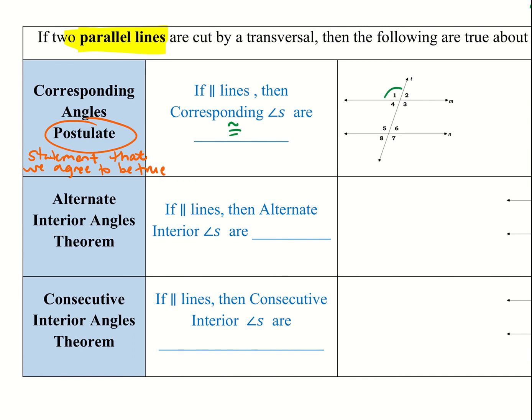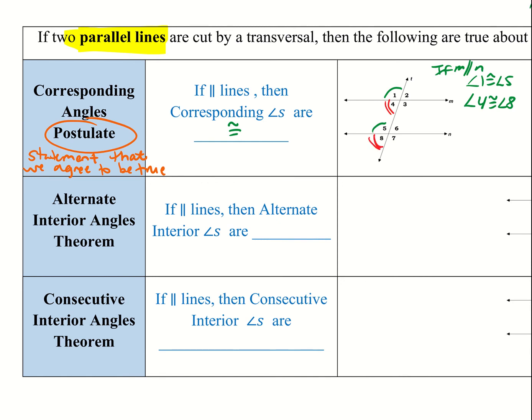So angle 1 will be congruent to angle 5 if we have parallel lines. So if we know that M is parallel to N, then angle 1 is congruent to angle 5. Another pair of corresponding angles would be angle 4 is congruent to angle 8. Now those are going to be congruent in a different way than 1 and 5.